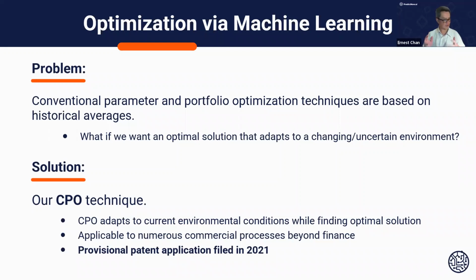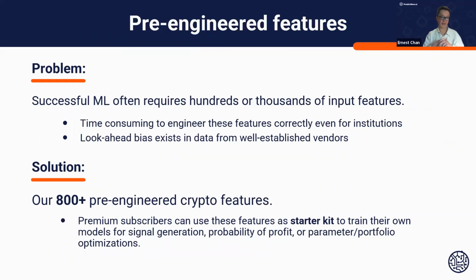And we have a successful use case for that, that Sudarshan will talk about, in optimizing a crypto portfolio as well. The improvement over traditional techniques is quite stunning. So this is a technique that we have been calling the CPO technique, the conditional parameter or conditional portfolio optimization technique. And of course, it has use cases far beyond finance, and we have filed a patent on it, and all our subscribers are able to use it on our platform.